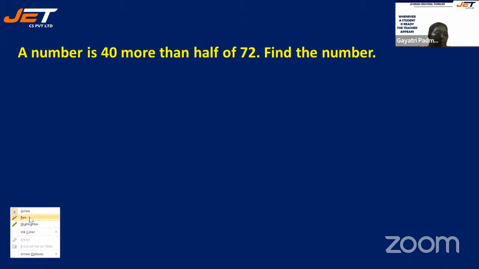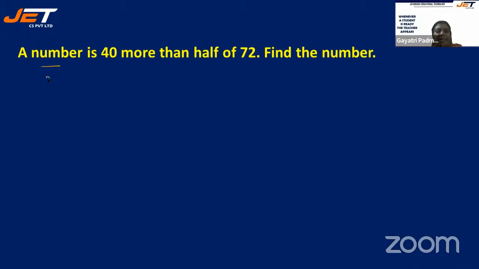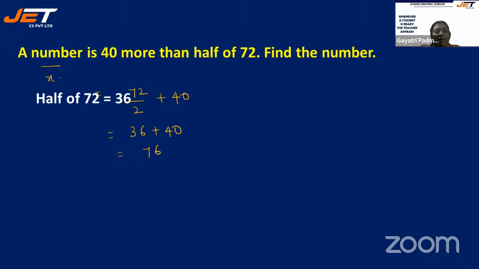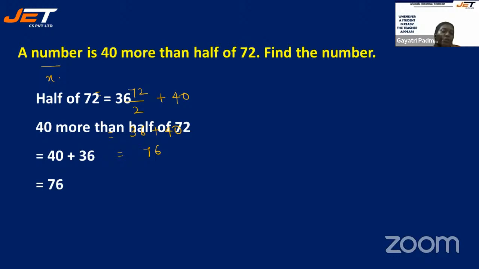Let us try this. Let us have the number as x. So what is x? It is 40 more than 72 by 2, half. Okay, it is 40 more than this. So 2 3s are 6, plus 40. So 76. All right, so let's see how this is being solved. Half of 72 is 36. So 40 more than half of 72 is 40 plus 36, which is 76.